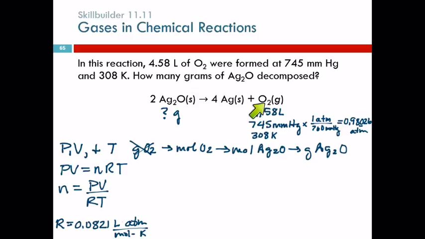I've got my volume in liters and my temperature in Kelvin. So I can plug these values into this equation. So pressure, 0.98026 atmospheres, and the volume was 4.58 liters.